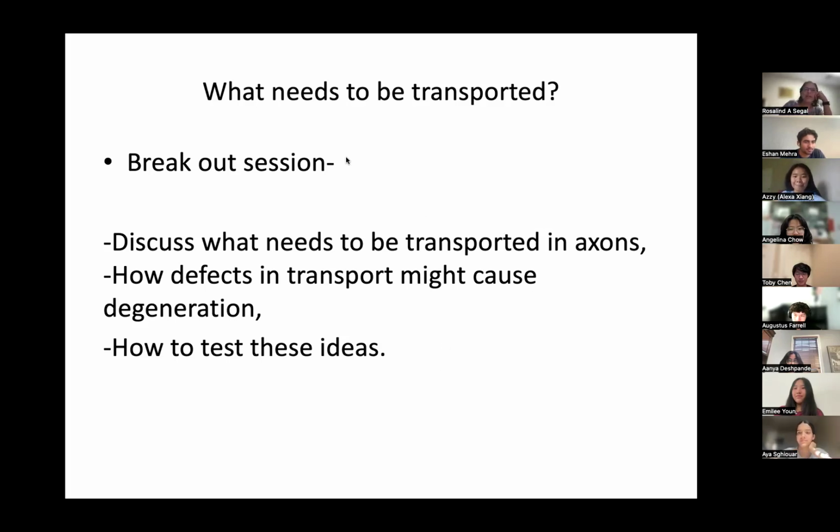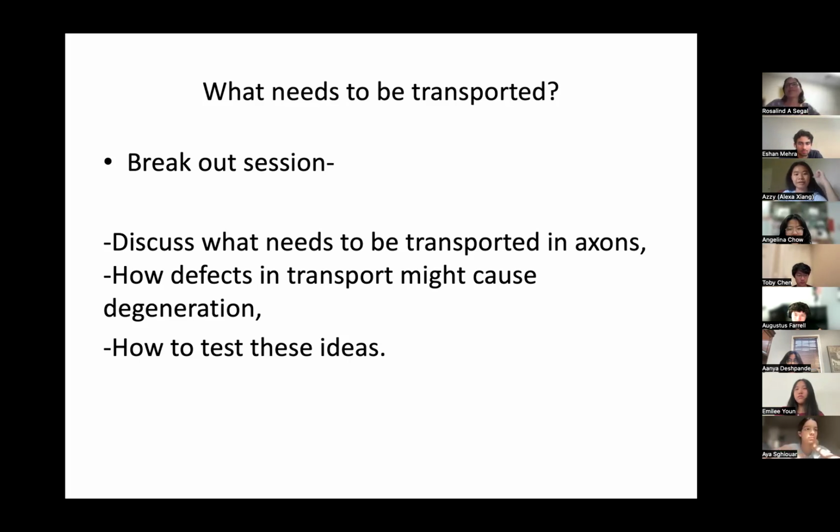Okay. So let's talk about the first question, which was, what do you think needs to be transported in axons? And Azzy, what did your group come up with? For all three parts or just the first one? Just the first. So for what needs to be transported in axons, we looked it up on Wikipedia, and the main thing mentioned in your presentation were motor proteins, but we also saw that they can transport mitochondria, lipids, and other organelles to a neuron cell body. So we thought those are pretty necessary for a cell to thrive.